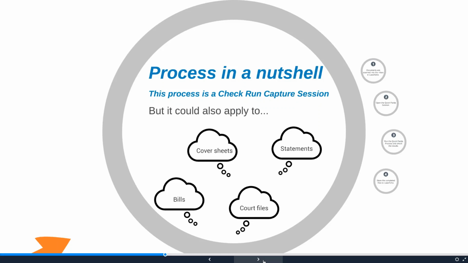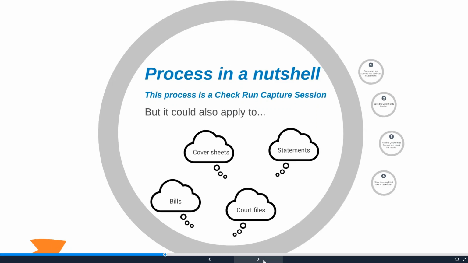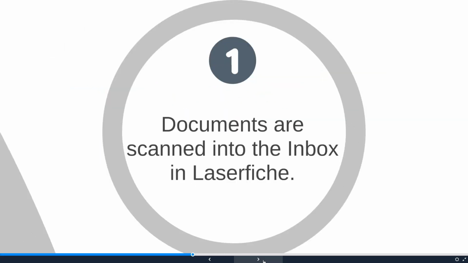So let's take a look at what we're going to walk through today. From the end user's perspective, the process that we're designing today will look like this. A user will scan documents into an inbox in Laserfiche. This will be like a batch file. So all of your barcode cover sheets with their associated content would just be scanned into a big batch, and the images would be quality controlled, and then they'd be waiting in a folder in Laserfiche to be picked up by QuickFields.